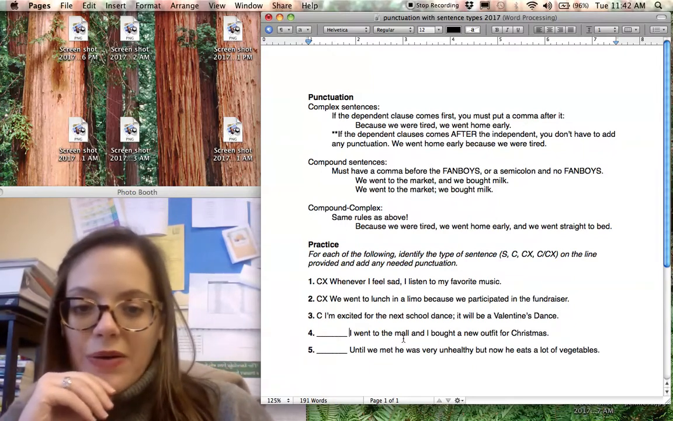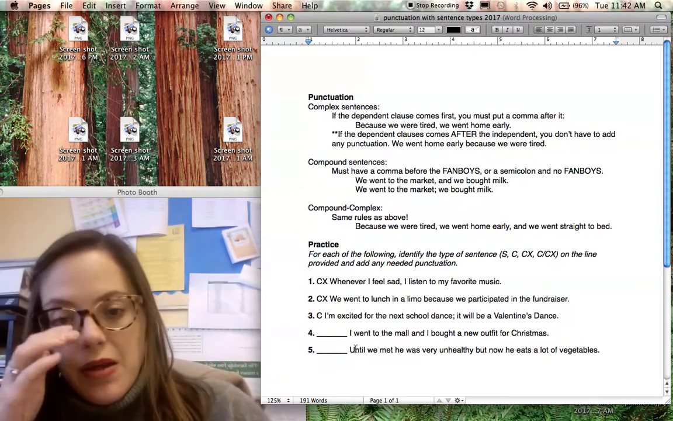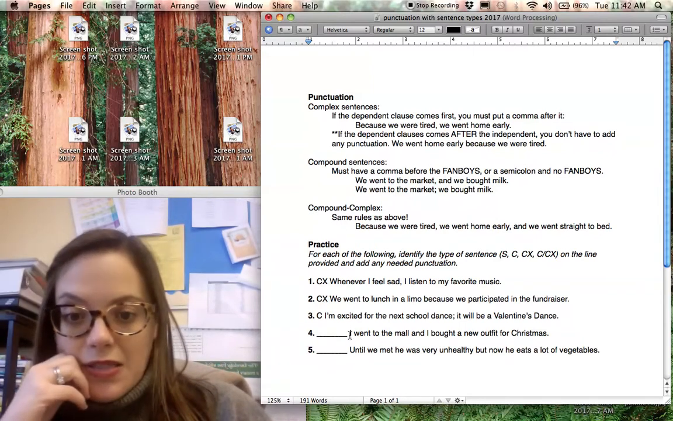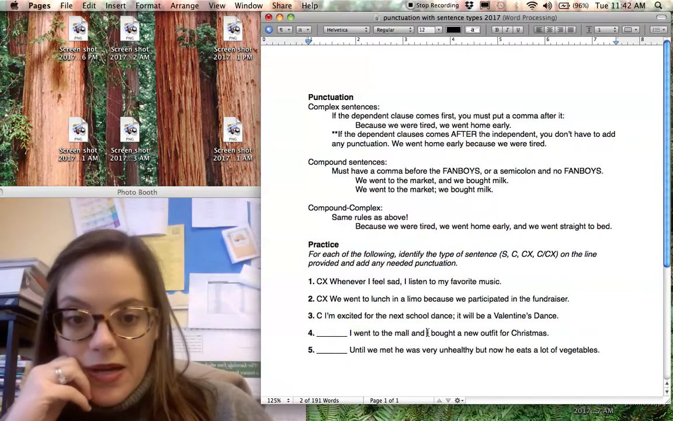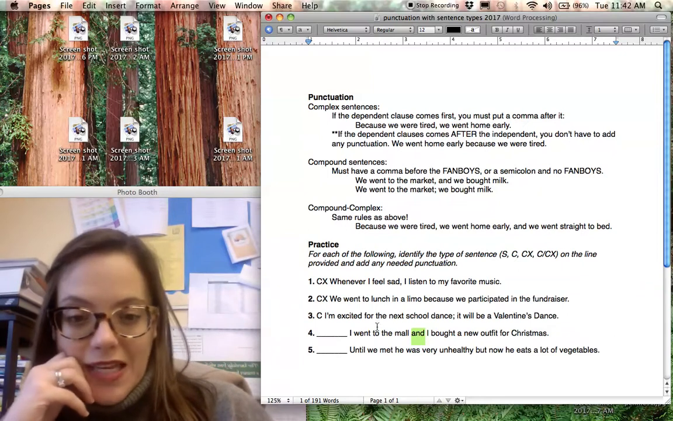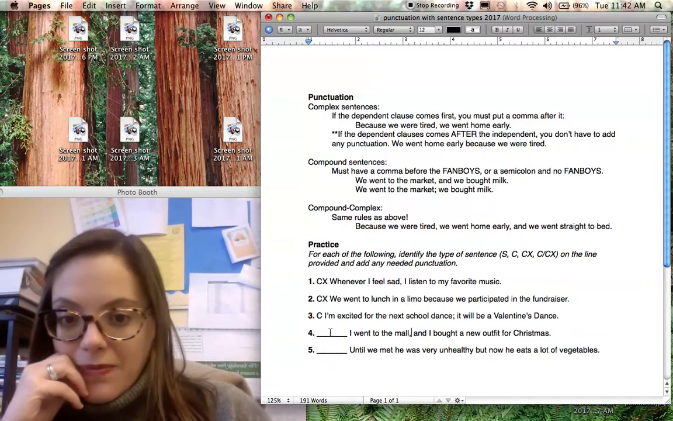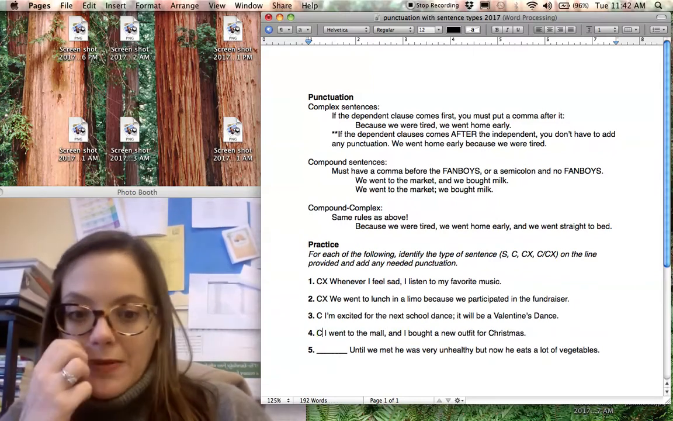Number 4, I went to the mall and I bought a new outfit for Christmas. So a couple things I see here. I see 2 subject-verb pairs. I went and I bought. All right, and I see a conjunction, and. I also don't see any AWUBIS words. It looks like I got 2 independent clauses joined by a FANBOYS, and that means I need to add a comma. And again, that's compound.